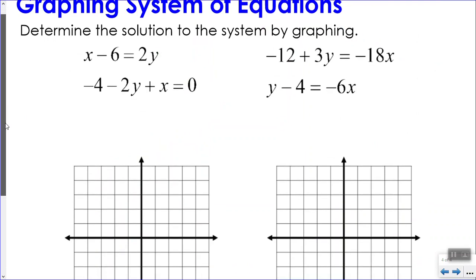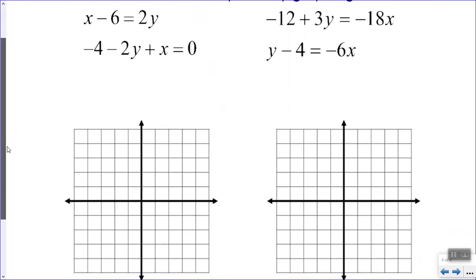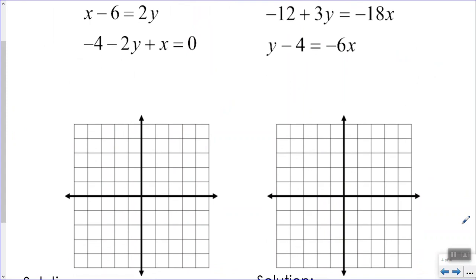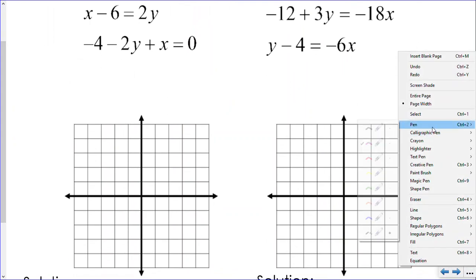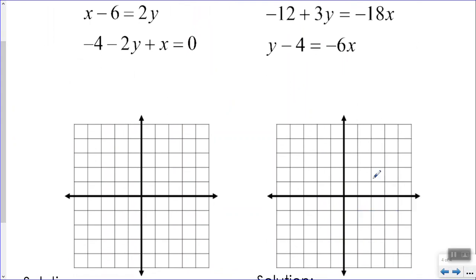Now, of course, we're not always going to give you equations that are nice and organized in slope-intercept form. So sometimes we're going to have to do a little bit of work first in order to graph. Go ahead, pause the video, see if you can get the first set of equations into graphable form, and then see what they look like on the coordinate plane.